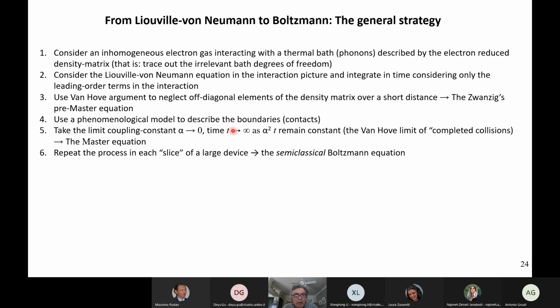Finally, the final step will be, having done that for a system in which we neglect the off-diagonal elements thanks to the Van Hove argument, which means that the system has to be very short, we will take a large system, slice it into many short devices, short systems in which the argument applies, assuming that each slice is randomized, doesn't have phase coherence between one slice and the next, which is the semi-classical approach, and we'll get the Boltzmann equation.